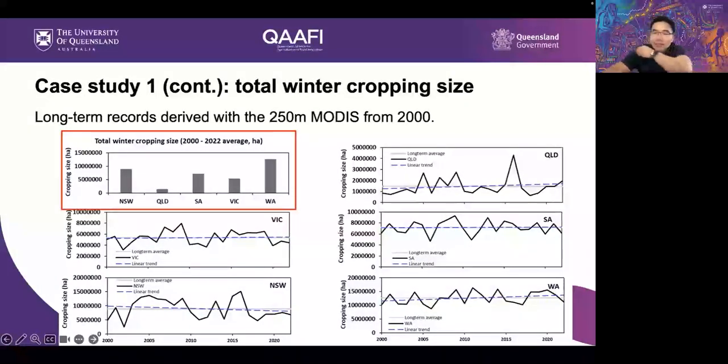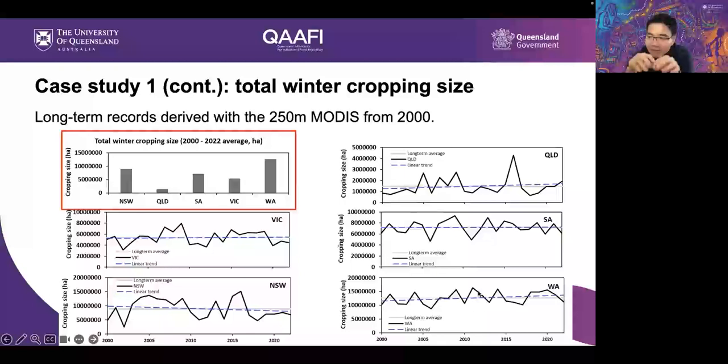Now we are turning our focus to the total winter cropping size informed by the long-term records extracted from the 250 meter MODIS satellite images dating back to the year 2000. I want to highlight that today I will mainly focus on the phenomena revealed with these long-term records, and more analysis about the potential driving factors and mechanisms will be explored by introducing extra datasets, including climate, environment, and probably also marketing dynamics.